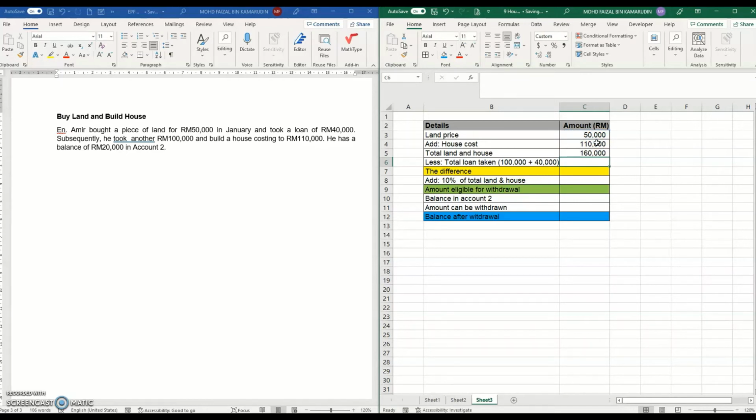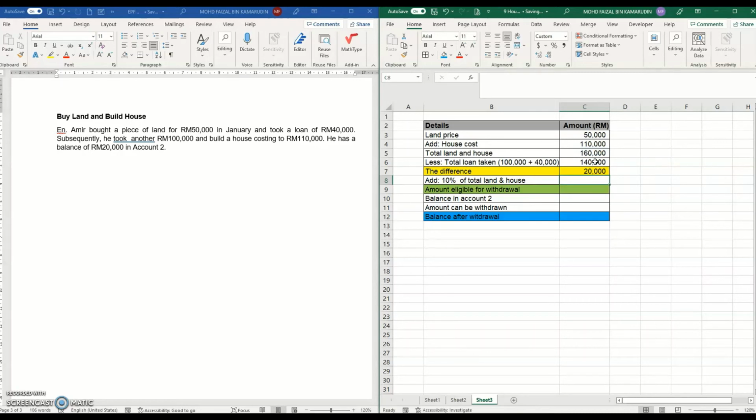Less the loan taken. How much has he taken? 40,000 for the land, and then 100,000 for the house. That is translated into 140,000. So we get the difference between the total land and house and the loan taken. In this case, we have about 20,000.